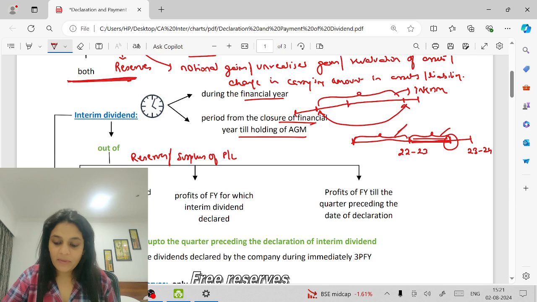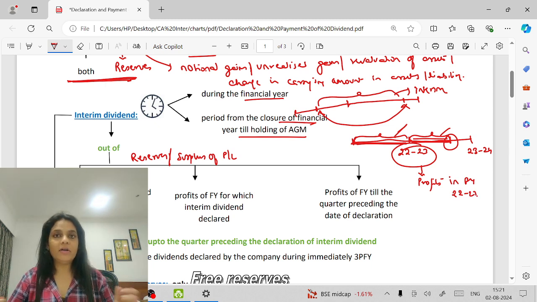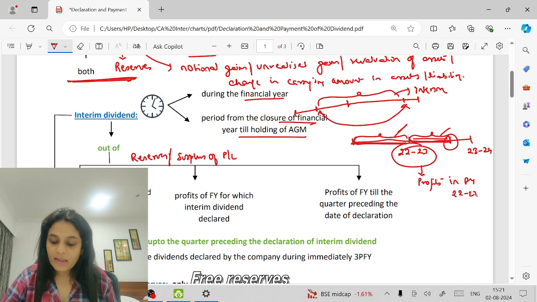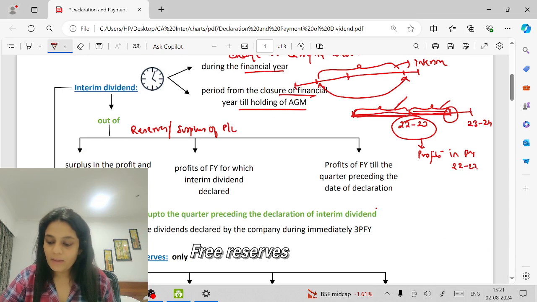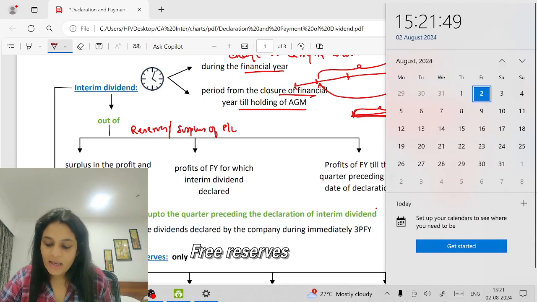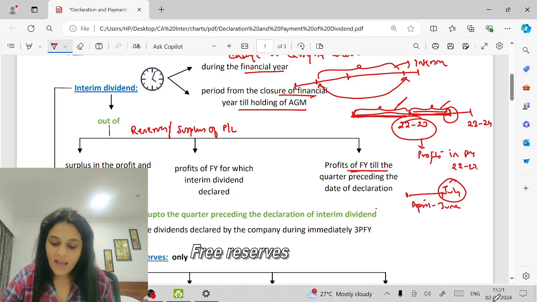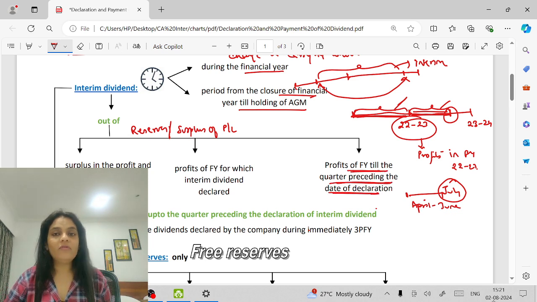So, let us say I am declaring interim dividend for the year 22-23. So, whatever profits I have earned in the year 22-23, can I use that to declare interim dividend? Obviously, yes. And then again, let's say I am declaring it in the month of July, or in the month of August, for the preceding financial year. So can I use the profit that was generated between April to June? Yes. So profits of the financial year till the quarter preceding the date of declaration.